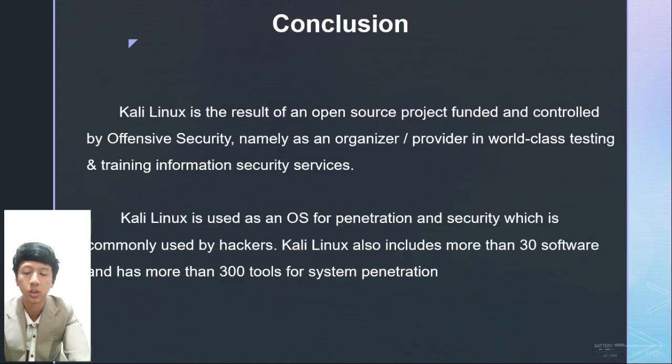We will talk about the conclusion. The conclusion of our presentation is Kali Linux is a project funded and controlled by Offensive Security, namely an organizer or provider in world-class testing and training of information security devices. Kali Linux is used as an OS for penetration and security, which is commonly used by hackers. Kali Linux also includes more than 13 software and has more than 300 tools for system penetration.